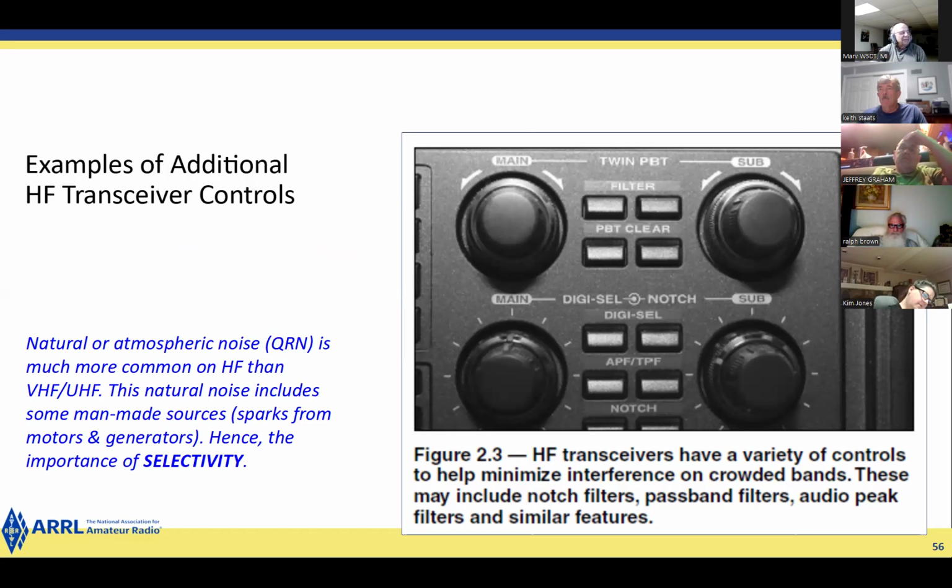On the other hand, you've got a lot of things you've got to deal with. A lot of noise. This is more common on HF than VHF, UHF. You can get that from anything: motors, generators, atmospheric noise. You name it, it'll give you noise.